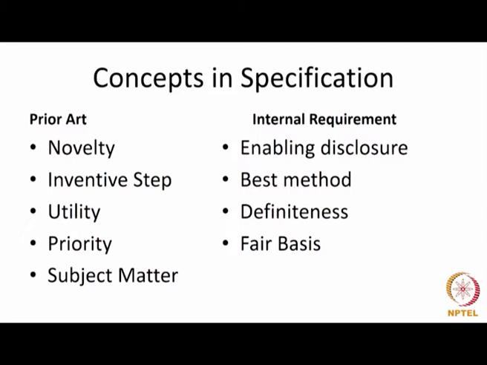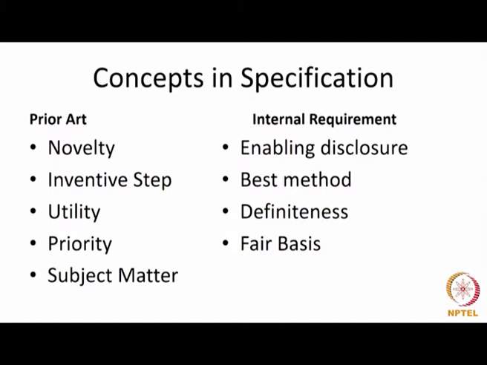Fair basis, again, is a requirement under section 10. The claims have to be fairly based on the matter disclosed. Now, we had seen earlier that the patent specification broadly has two parts, the descriptive part and the claims. So whatever is claimed in the claims part should be based on something that is disclosed in the specification. What section 10 says is, on the matter disclosed in the specification.